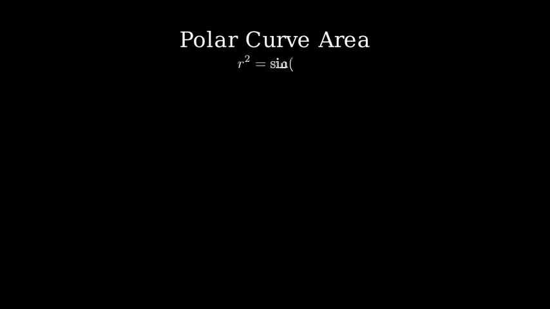Welcome. Today we'll sketch the polar curve r squared equals sine of 2 theta and find the area enclosed by one loop of this curve. Let's start by drawing our polar coordinate system.